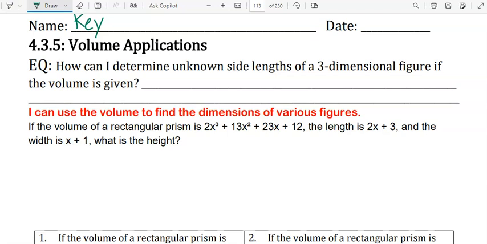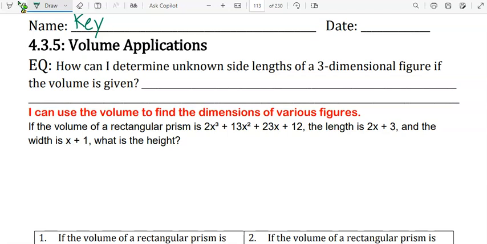4.3.5 Volume Applications. Essential question: How could I determine unknown side lengths of a three-dimensional figure if the volume is given? Skill: I can use the volume to find the dimensions of various figures.